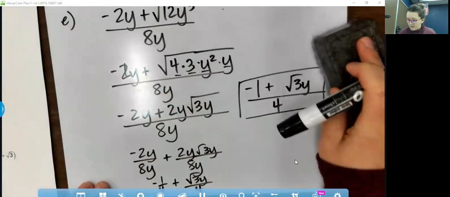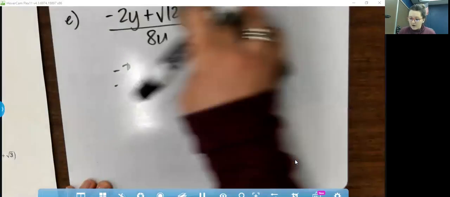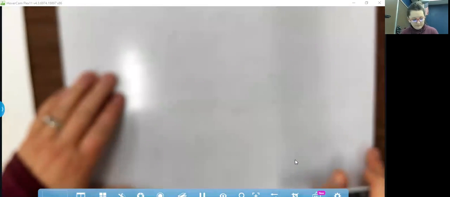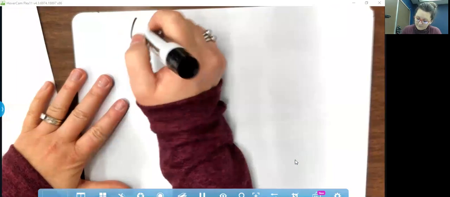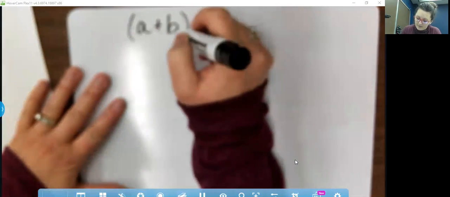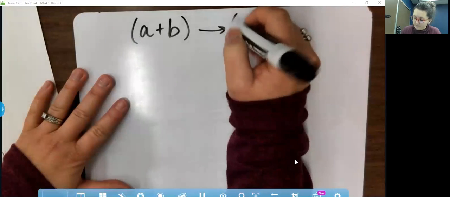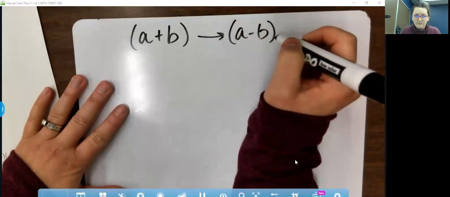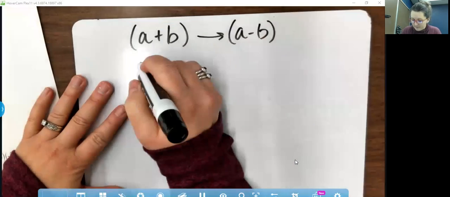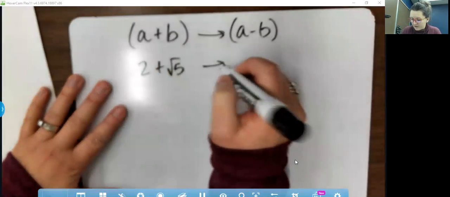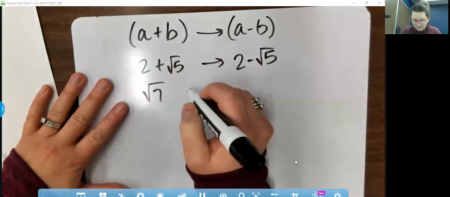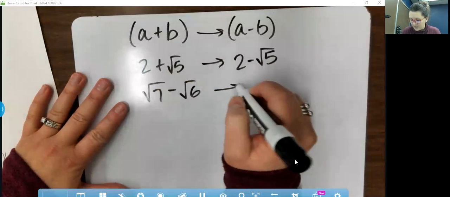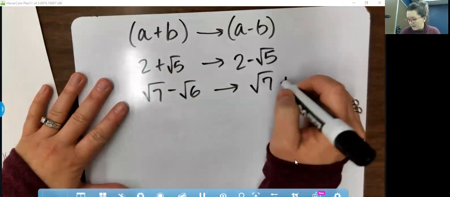Okay, let's talk a little bit about conjugates. We talked about conjugates last time being the opposite terms, right? So conjugates of A plus B, the conjugate would be A minus B. Pretty simple, right? If I have 2 plus root 5, the conjugate would be 2 minus root 5. If I have root 7 minus root 6, the conjugate would be root 7 plus root 6.